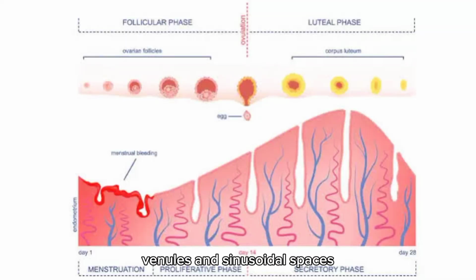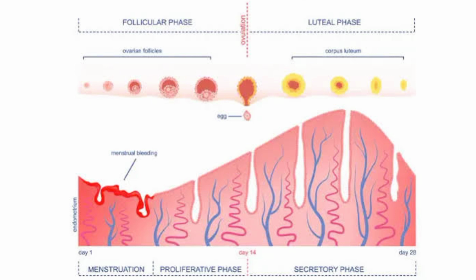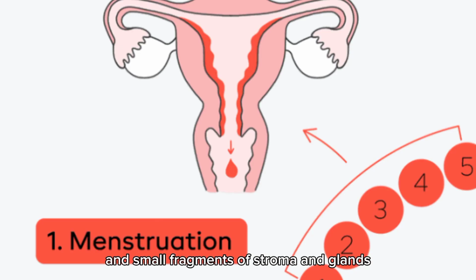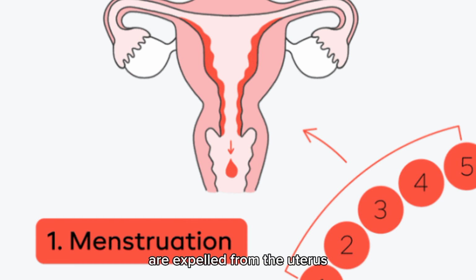Venules and sinusoidal spaces gradually fill to the brim with blood cells, marking the start of what we call the menstrual phase. This is when blood escapes from the superficial arteries and small fragments of stroma and glands begin to break away. Over the course of about 3 or 4 days, the compact and spongy layers of the endometrium are expelled from the uterus. It's a bit like the body tidying up, getting ready for the next cycle.